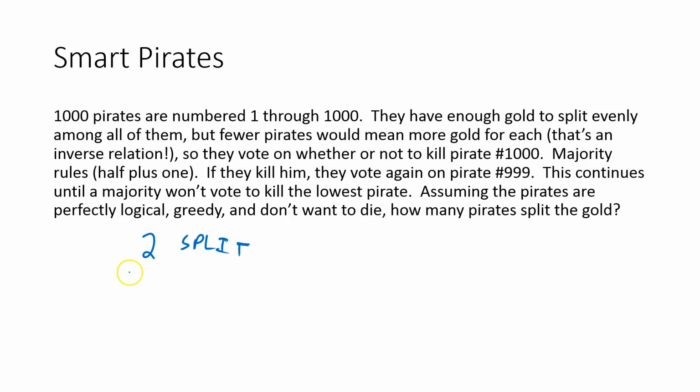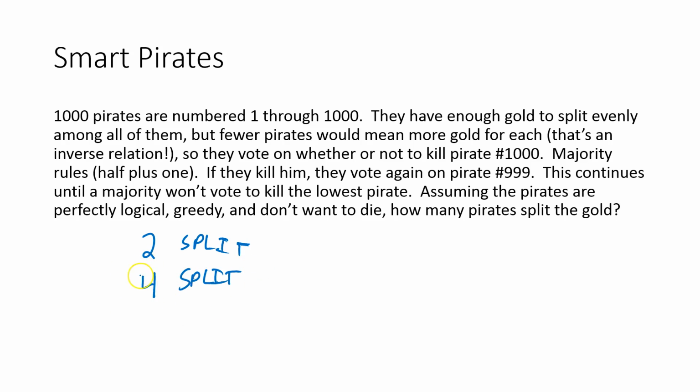Because if there are 3, those 2 will vote to kill. But at 4 pirates, pirates number 1 and 2 are going to vote to kill pirate number 4, because they know if 4 and 3 die, they'll get more gold. But 3 and 4 are both thinking, well, that's a pretty raw deal for me, so 4 and 3 will vote to save number 4, 1 and 2 vote to kill, and they would also split the gold.